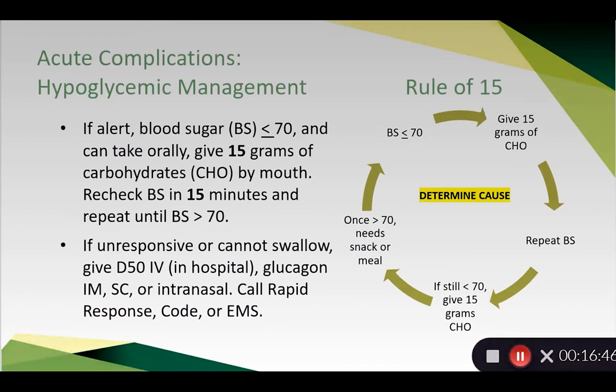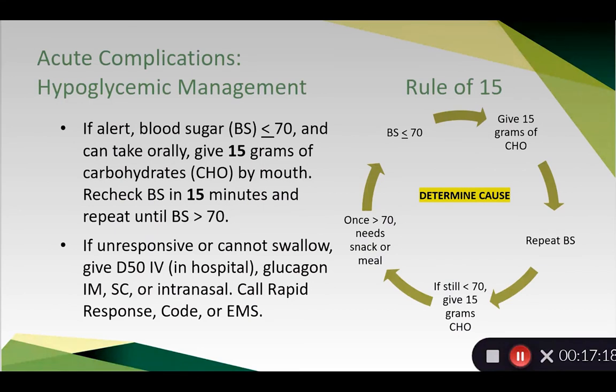Again, this might be 4 to 5 ounces of regular soda, juice, glucose tablets, or glucose gel. But at any rate, we're giving 15 grams of carbohydrate. We're checking the blood sugar again in 15 minutes. If it's still lower than 70, we do it again, 15 grams of carbohydrates. Once that blood sugar comes up above 70, we're going to instruct the patient or provide them with a snack or a meal.